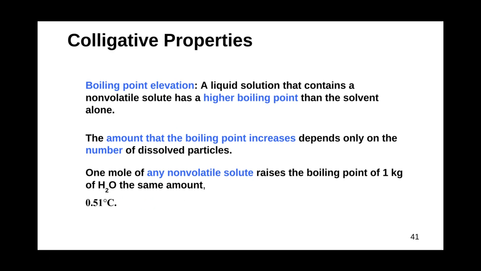So as you add more and more salt to water, it increases the boiling point of the water and salt solution. The idea being that 1 mole of any non-volatile solute raises the boiling point of 1 kilogram of water by the same amount, which is 0.51 degrees centigrade. So every time you add 1 mole of salt to your water, it increases the boiling point of your water by 0.51 degrees centigrade. Not a huge amount, but it does change a little bit. So what you can take away from this is adding salt to your water doesn't meaningfully change the boiling point of the water. It does a little bit, but not really at all.